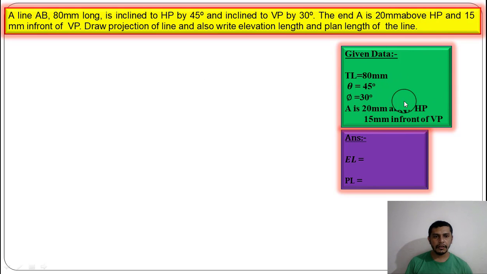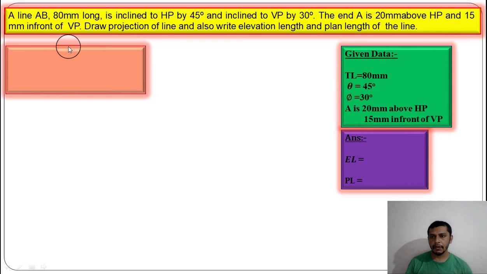So first of all, here we can see that the quadrant of point B is not given, and in the first problem we have taken point B in the first quadrant. So in this question we will change the quadrant of point B. Let us assume point B in the third quadrant. That means point B is below HP, behind VP.